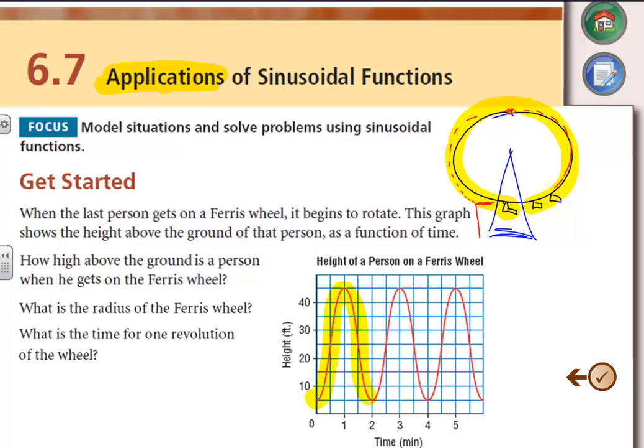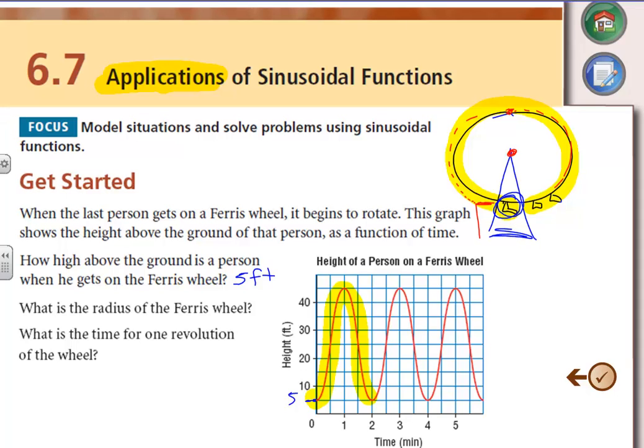So then let's read this graph. Where do we get onto the Ferris wheel? Well, that's at its minimum point, the lowest point on the graph. We know that it better be above the ground, above the zero. So we look at it and say, oh, that is 5 feet.